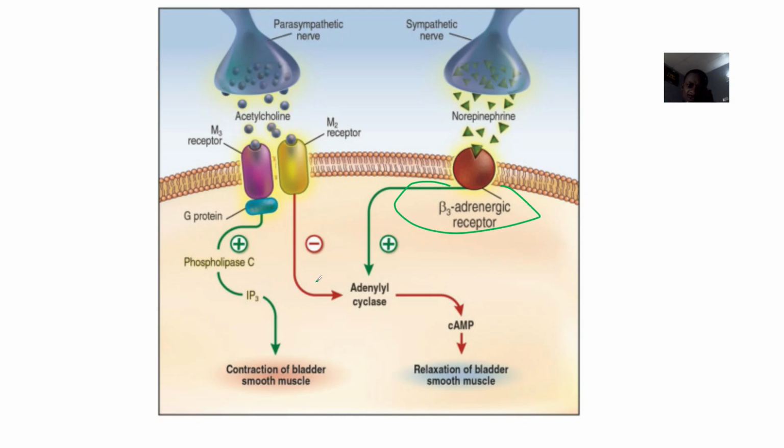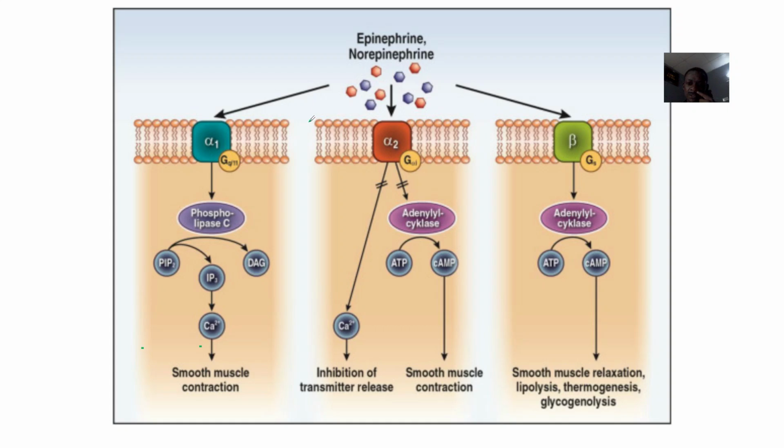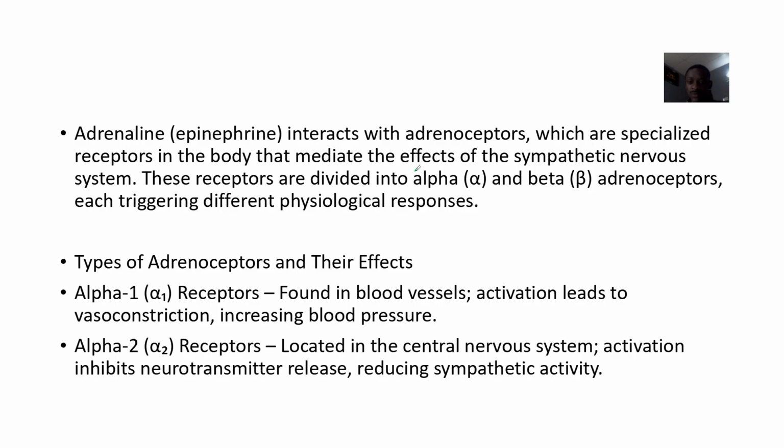The alpha one is not depicted here, but let's go to this lecture. This one. Alright, so this is alpha 1 and alpha 2. So it's also a basis of how they develop some drugs. We said that these receptors are divided into alpha and beta, which trigger different physiological responses in the body. So for the types of adrenoceptors and their effects, you have the alpha 1 receptors.